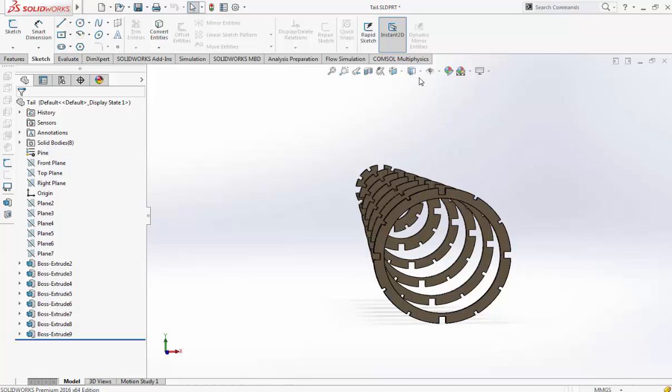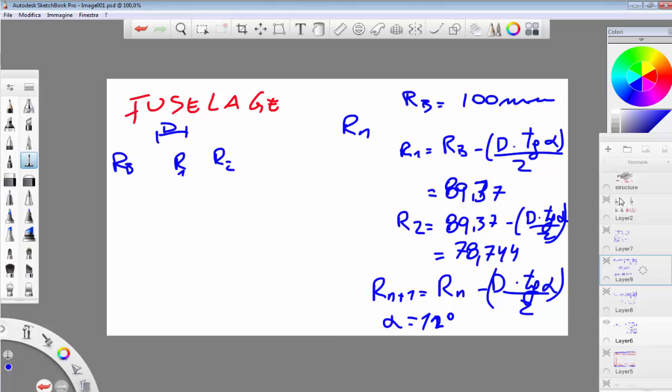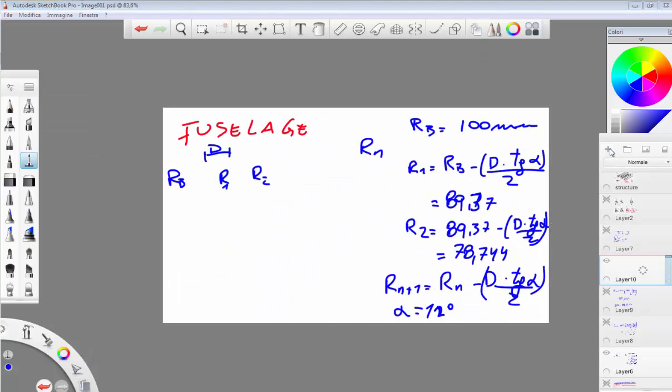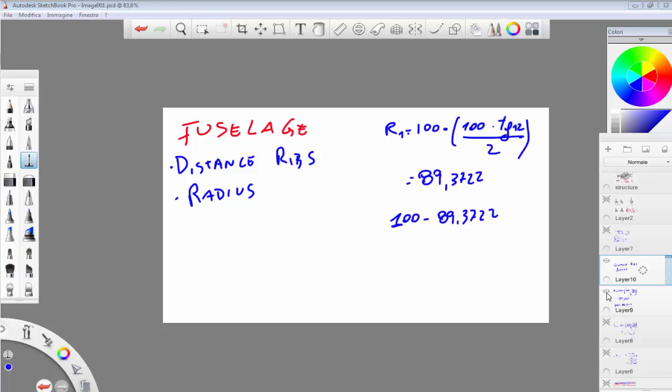So if I was not so clear, please watch again, because YouTube times are shorter than our mind time. So I will just resume quickly. First, we have to set the distance between ribs. Second, the diameter, no, sorry, the radius. The formula is not diameter but radius.